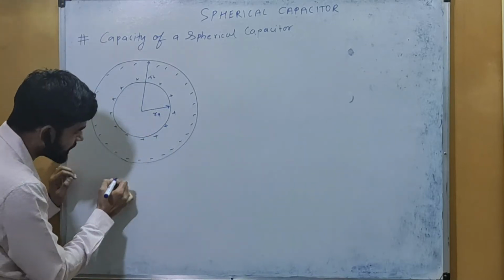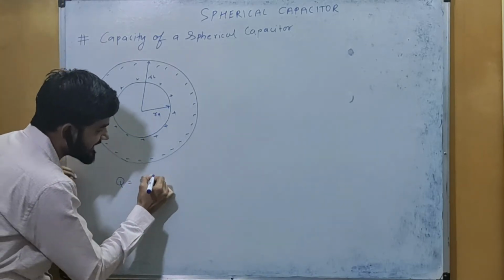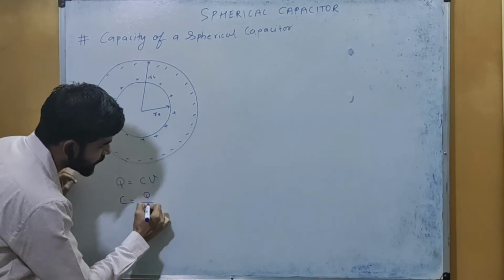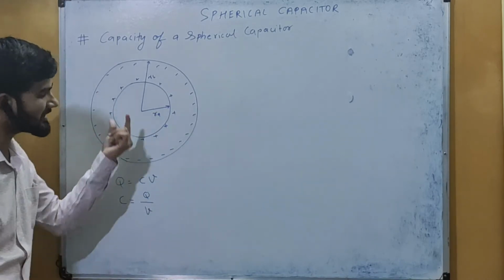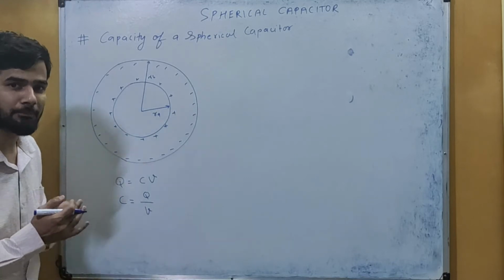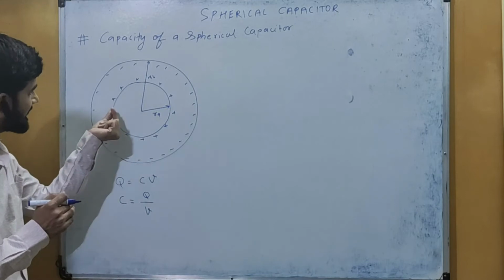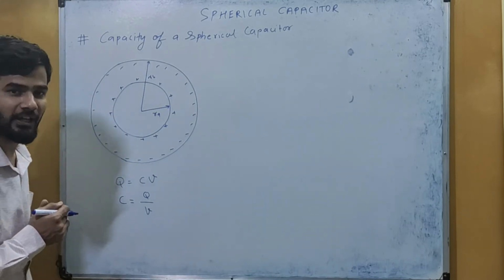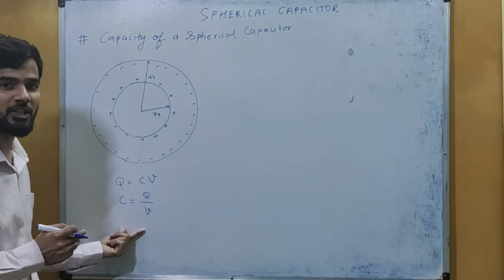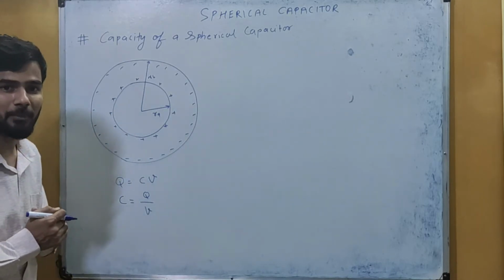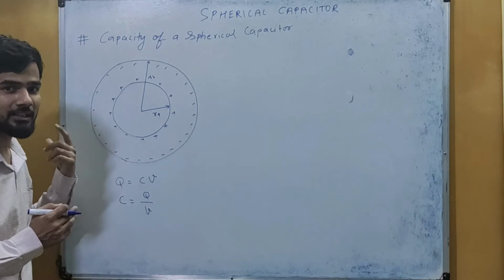We have the formula Q equals CV, or we can find the capacitance by C equals Q by V. Q is the charge that can be stored by the capacitor and V is the potential between the two spheres, between the smaller sphere and the bigger sphere. Now we have to find the potential difference between the two plates, that is the spherical conductors.